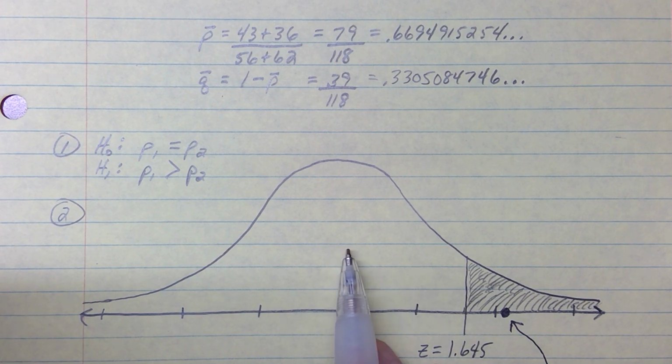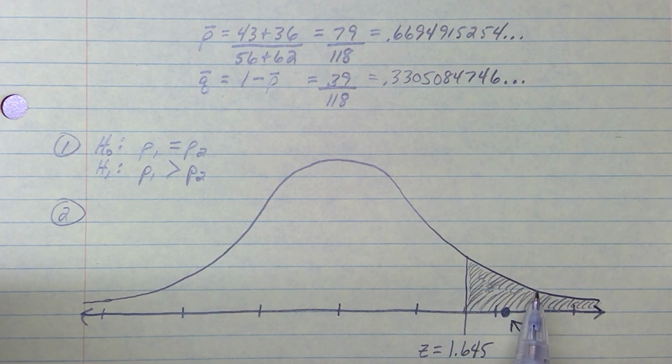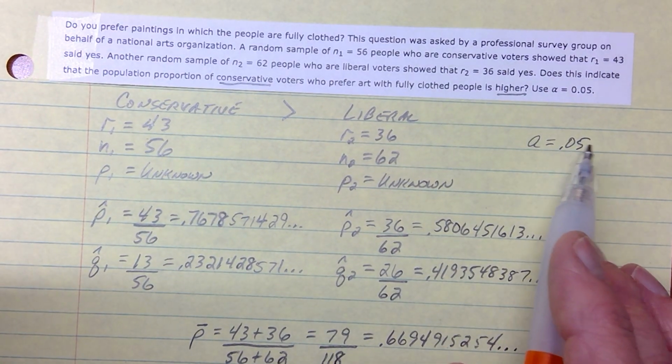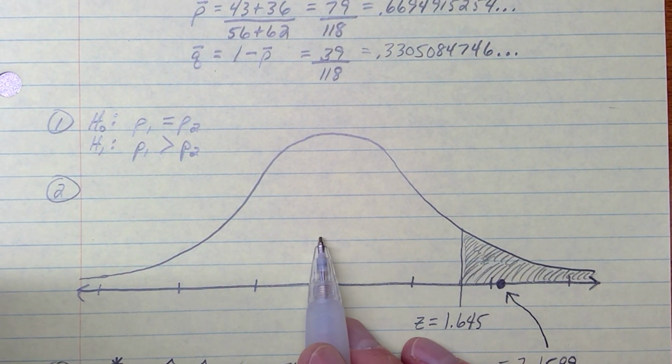All right, here's our picture. We want greater than. Greater than is shaded to the right. How much? You look at your alpha. Alpha level was 5%. I may have forgotten to write that down. No, I wrote it down. Alpha level is 5%. So this is 5%, this is 95%.